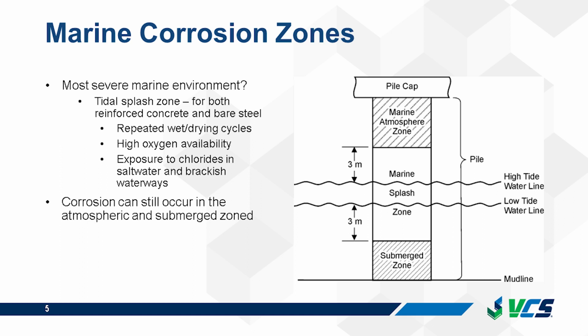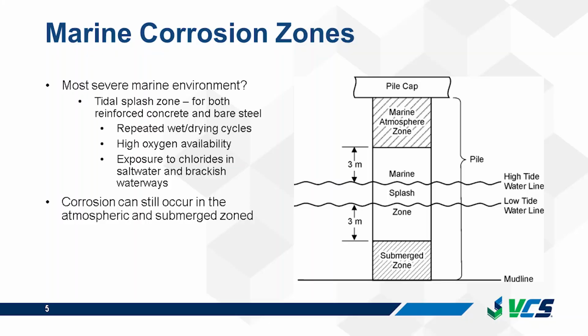This is due to the repeated cycles of wetting and drying that provide the oxygen, moisture, and high chloride exposure to the concrete. In the submerged zone, even though there is still the same level of chloride exposure, there is less oxygen, so corrosion does not occur quite as fast. And in the atmospheric zone, this is a dry environment, so the corrosion rate is reduced. There's also a reduction in chloride exposure because chlorides in the atmosphere have to deposit on the concrete surface and then migrate to the rebar depth.